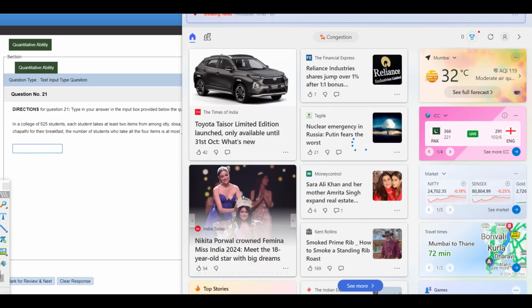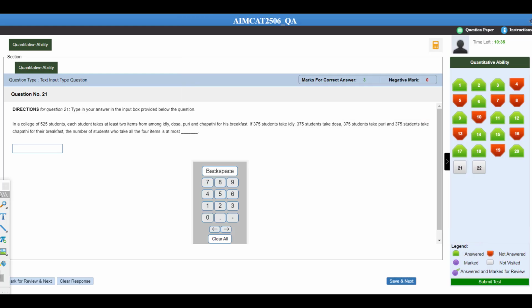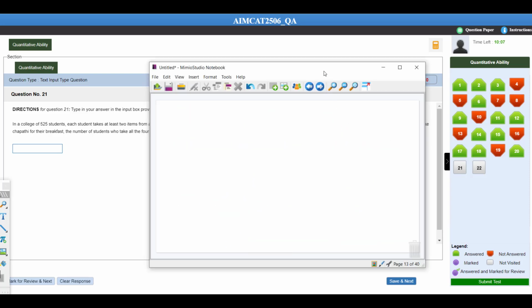Then, hold on. After this, in a college of 525 students, each student takes at least 2 items from idli, dosa, puri and chapati. If 375 take idli, 375 dosa, 375 puri, 375 chapati, the number of students who take all 4 items is at most. Look at a set theory question.